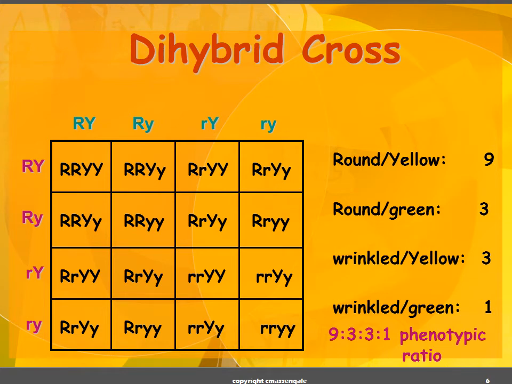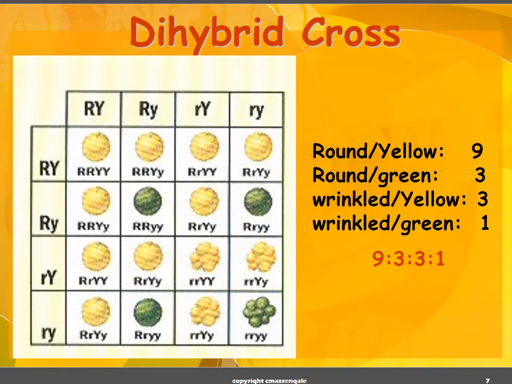So, when we're having a look at the phenotypic ratio of a dihybrid cross, we get the following results. 9 round yellow seeds, 3 round green seeds, 3 wrinkled yellow seeds, and 1 wrinkled green seed. So, a phenotypic ratio of 9 to 3 to 3 to 1. That's what it would actually look like. If we did a dihybrid cross, that's what the seeds would look like.